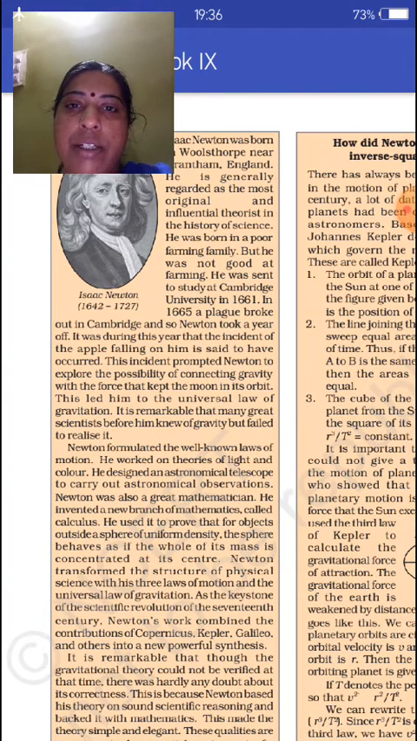This incident prompted Newton to explore the possibility of connecting gravity with the force that kept the moon in its orbit. This led him to the universal law of gravitation. It is remarkable that many great scientists before him knew of gravity but failed to realize it.